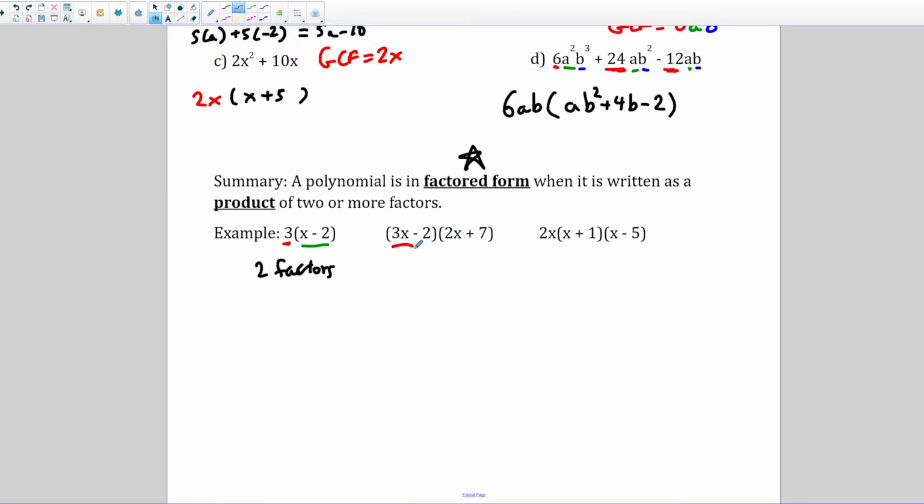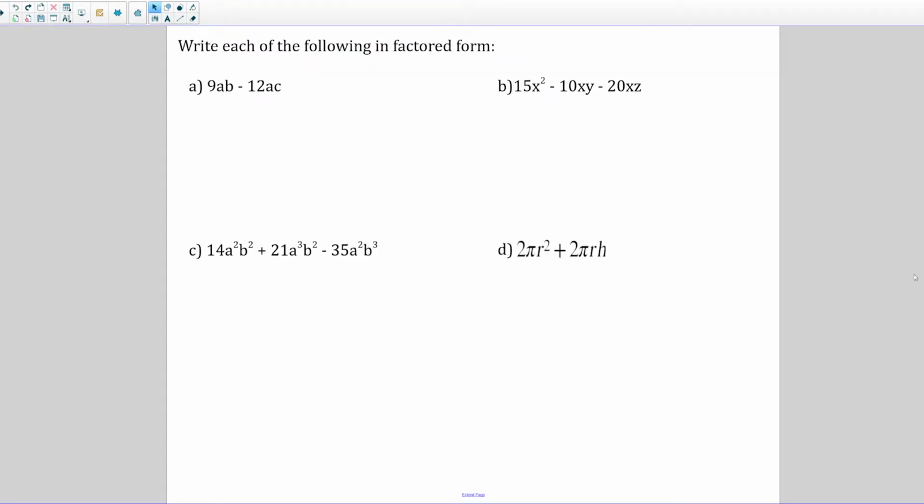If we take a look at the 3x minus 2 and the 2x plus 7, in this case we have again 2 factors, or 2 binomial factors. For this last example, we have 1, 2, 3 factors. On this page, feel free to pause, try out these 4 questions, then unpause to check your work.